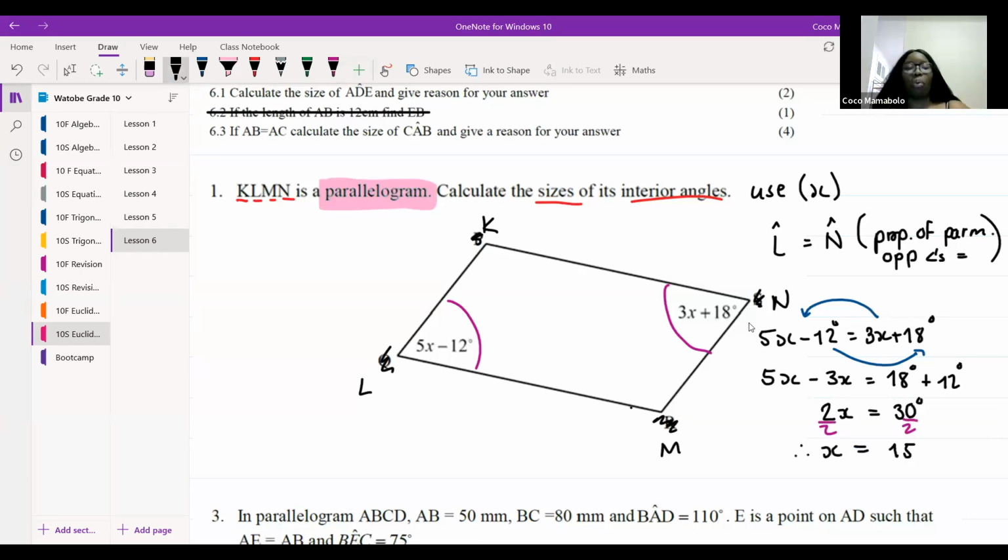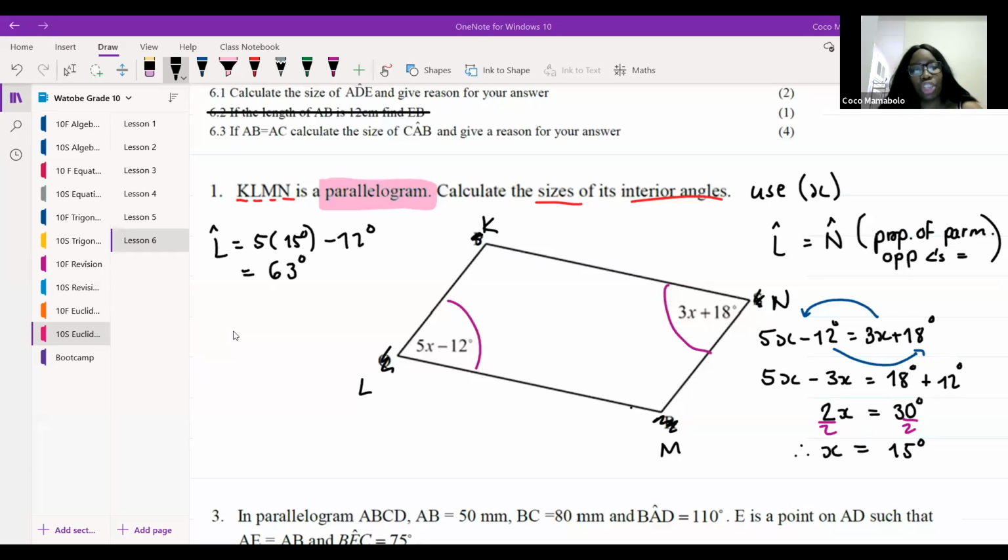Now, I agree with you guys 100%. X is equal to 15, but that's not what they asked me for, guys. They asked me to calculate the interior angles. So I'm going to start with L. L is equal to 5 times 15 degrees minus 12 degrees. I know that 5 times 15 is 75. 75 minus 12 is in fact 63 degrees. I need to make sure that my calculations are correct because these two things are supposed to be equal to each other.